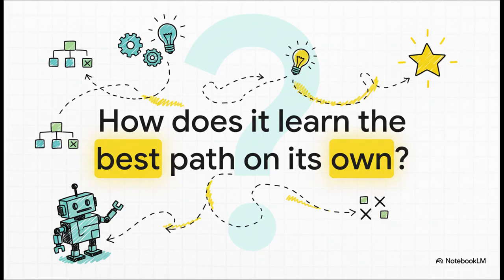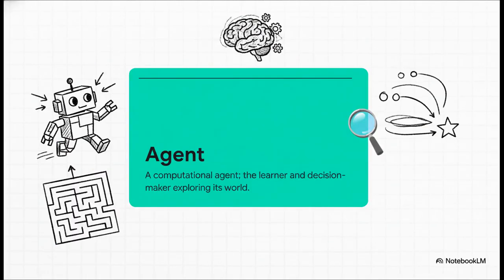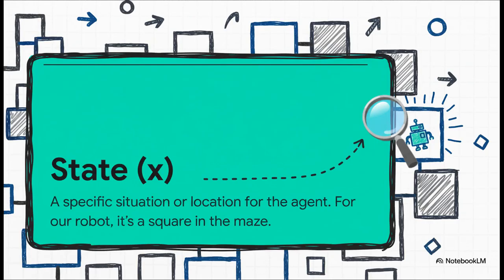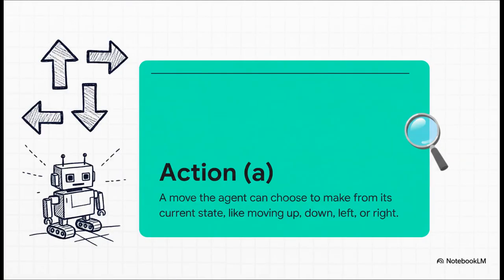And to get how it works, we just need to nail down a few key terms first. First up, we've got the agent. Now, this is our hero, the one who's doing all the learning and making all the decisions. The paper calls it a computational agent, but for us, it's our little robot, just trying to figure out its world. Next, we have the state. A state is really just a specific situation the agent is in. So for our robot in the maze, every single square it can stand on is a unique state. Simple enough, right? And from any state, our agent can take an action. These are just the moves available to it. For our robot, the actions are pretty basic. It can try to move up, down, left, or right.